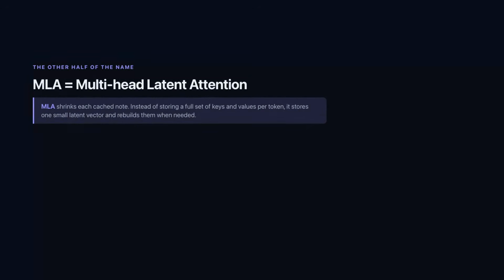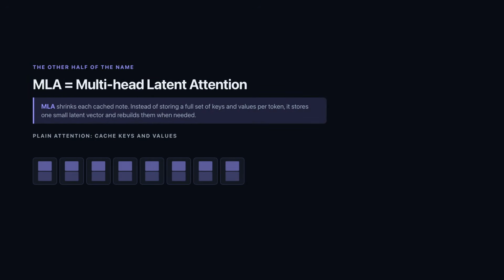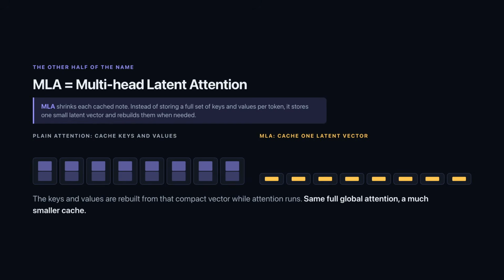Which brings us to the other half of that name. What is MLA? MLA stands for multi-head latent attention. In ordinary attention, every token stores a full set of keys and values, and that is what fills the cache up. MLA squeezes all of that into one small latent vector and stores only that. The keys and values get rebuilt from that compact vector while attention runs. Same full global attention, a far smaller cache.